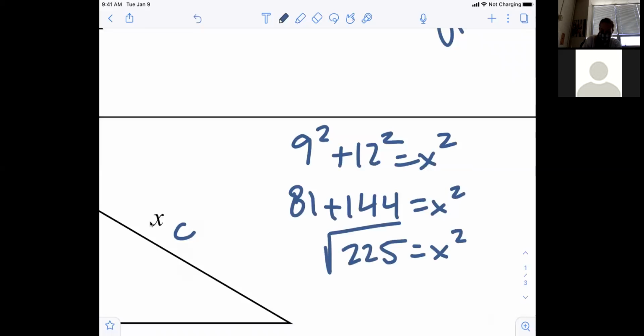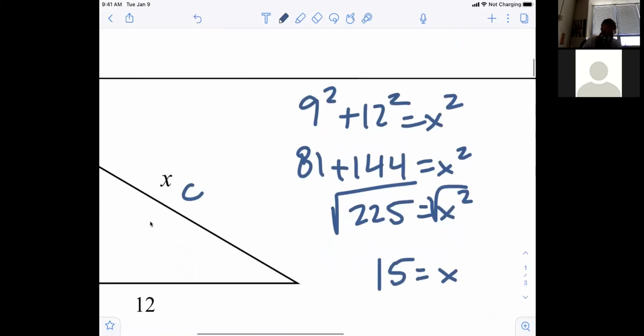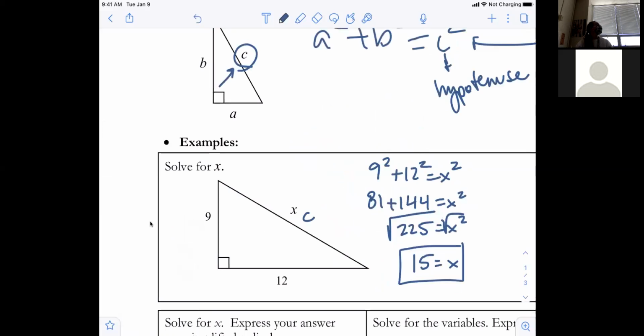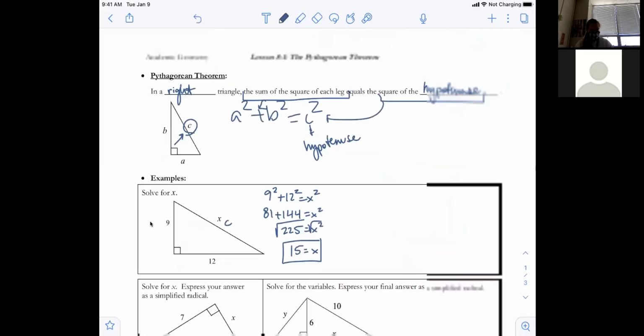And then I get to square root both sides. The square root of 225 is 15. All right, questions so far? Questions, concerns? Everybody with me? Okay. All right, now we keep going.